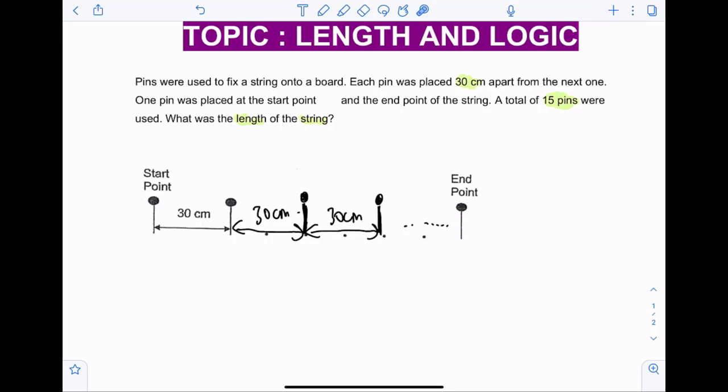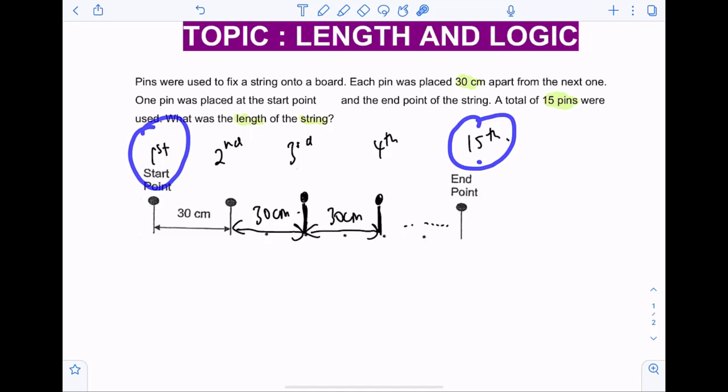Now to do this question we need to understand that there are gaps in between the pins. So between the first and the second there is one gap. Between the first and the third pin there are two gaps. Between the third and the fourth pins there are 1, 2, 3 gaps. Okay, so to find the number of gaps between the first and the 15th pin, all you need to do is take 15 minus 1, which will give us 14 gaps.